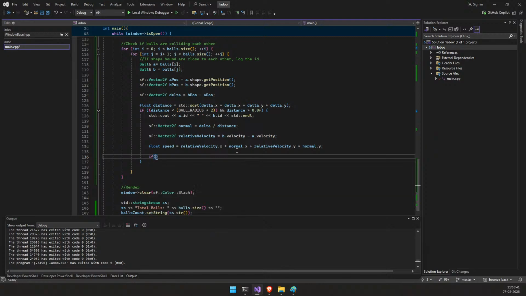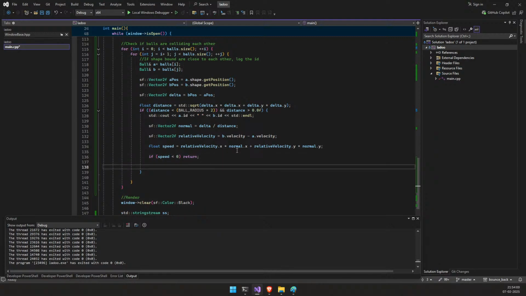Speed, if speed is less than 0, that means they are not colliding. Speed is negative, means their combined velocity is less than 0, means they are far apart. So now they are colliding with each other, they are close to each other. So what will we do? A dot velocity minus equals normal. Let's see what it is. Speed, A.